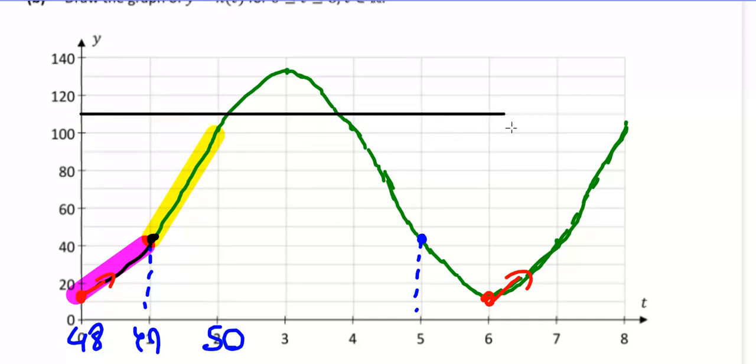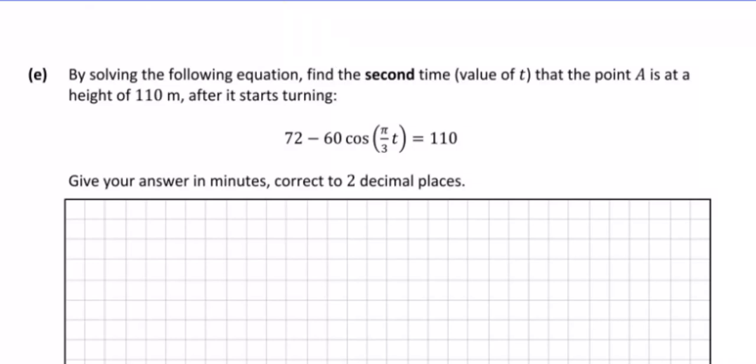Where's the first answer? A t-value of 2 point something. Would you agree with that? That's the first answer. And the second answer? A t-value of 3.8-ish. Okay, let's see if we can solve this. So we're expecting an answer of 2.2 and 3.8, and 3.8 is the second time it happens. All right, let's try this out.